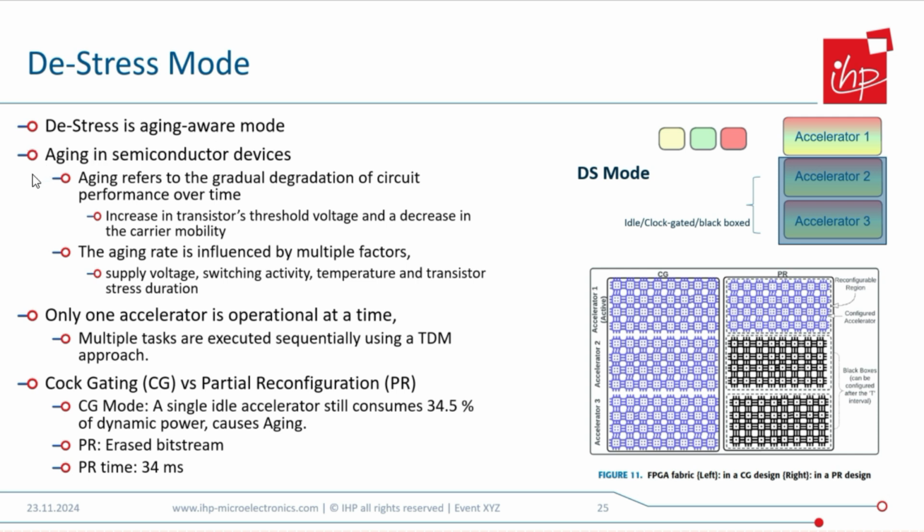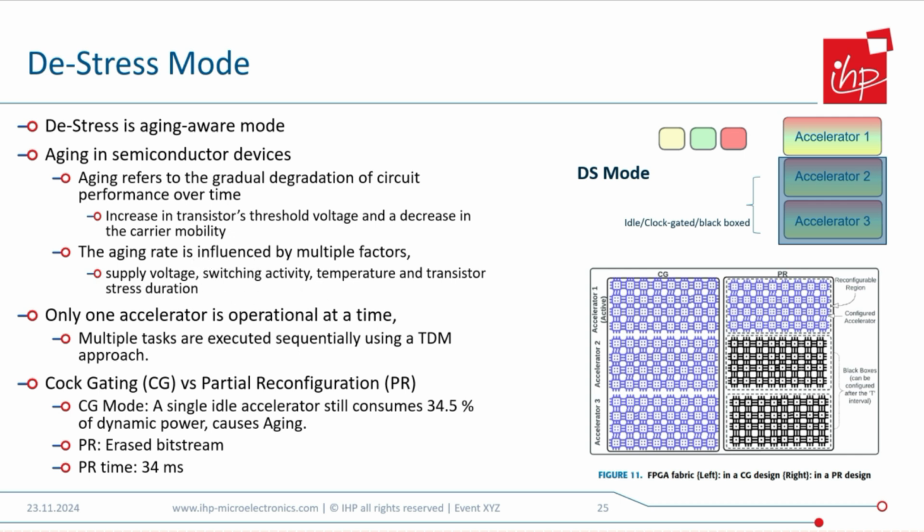And aging in semiconductor devices refers to the gradual degradation of the circuit performance over time, right? Because the threshold voltage of the transistor increases, and because of that, it leads to a decrease in the carrier mobility. Aging is influenced by various factors such as supply voltage, switching activity, temperature, and transistor stress duration. So we are trying to reduce the aging by controlling this switching activity factor.